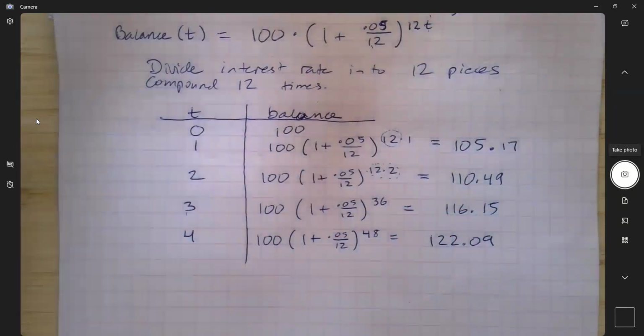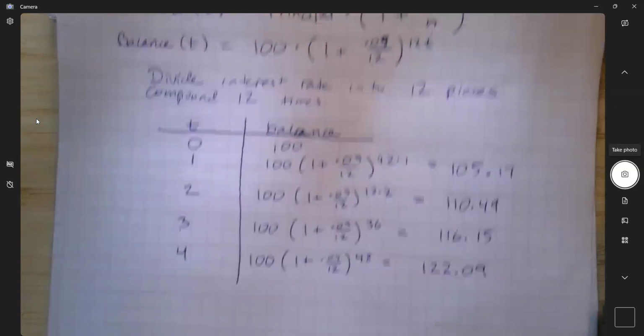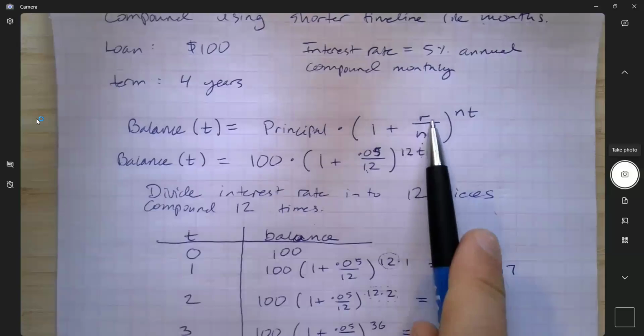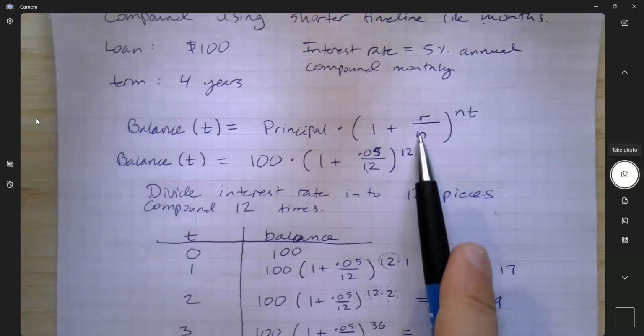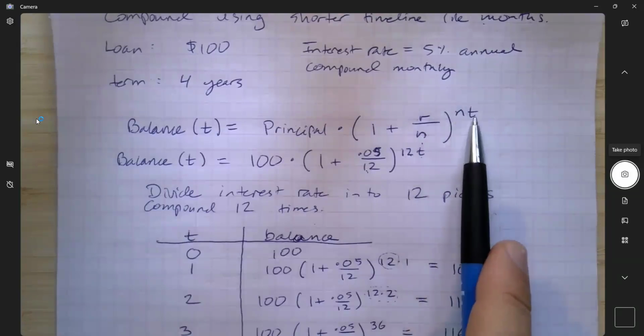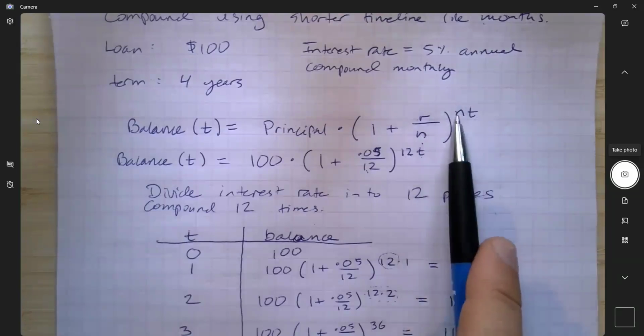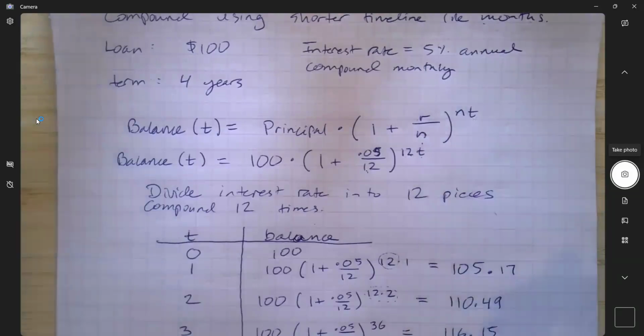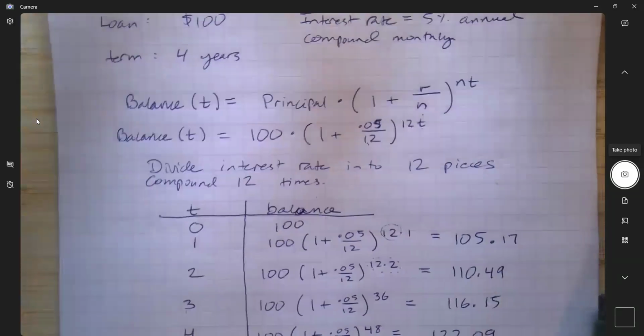Banks definitely do this. Other lending agencies might. You just have to be able to piece apart this kind of clunky formula where you take your annual interest rate and you divide it into 12 pieces if it's monthly, 365 pieces if it's daily, and then you compound it not once per year, but 12 times per year if it's monthly, or 365 times per year if it's daily.